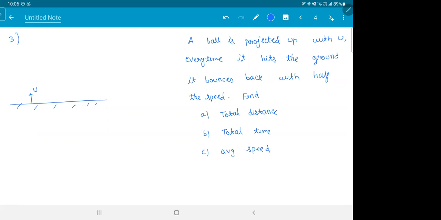What is the average speed? Total distance by total time. You just have to divide A by B. So how will this motion be? This guy would go up, fall down, but this time while going up, the speed will be only half of it, so it will go less height. Now the speed is u by 4, even lesser height, then u by 8 and lesser height, and so on. This actually happens on the same line, but for you to understand, I'm drawing it to the side. So find the total distance, total time, and average speed.